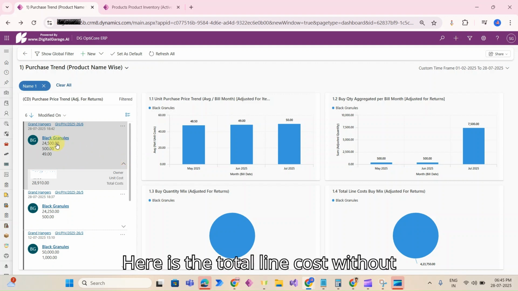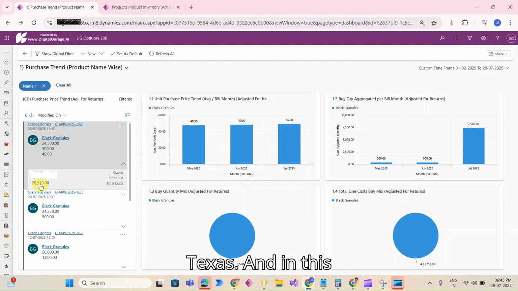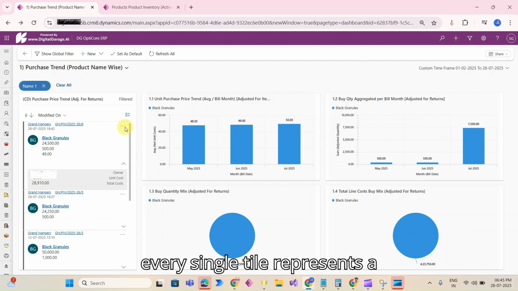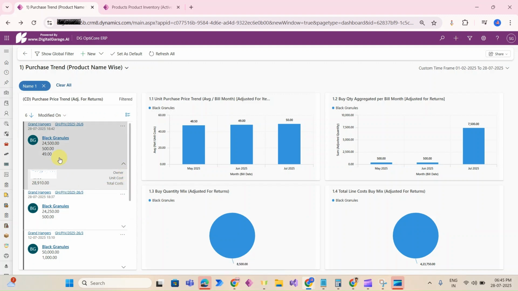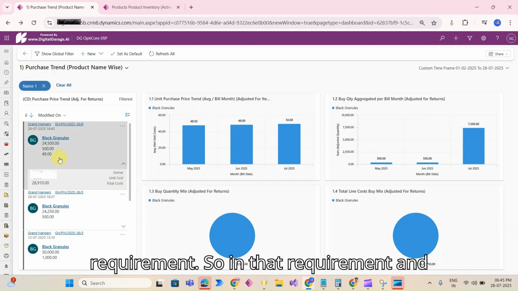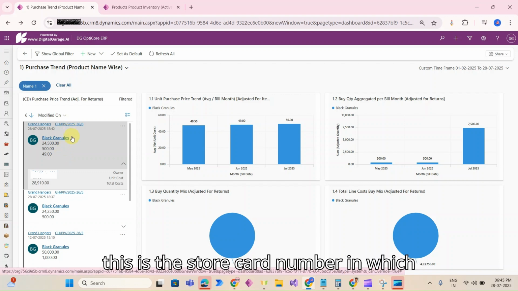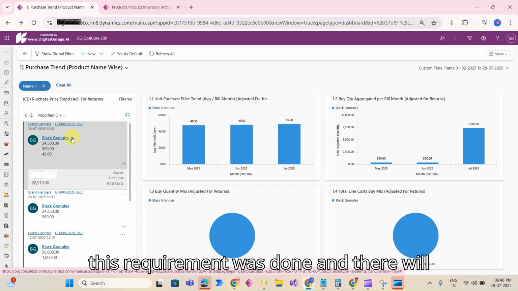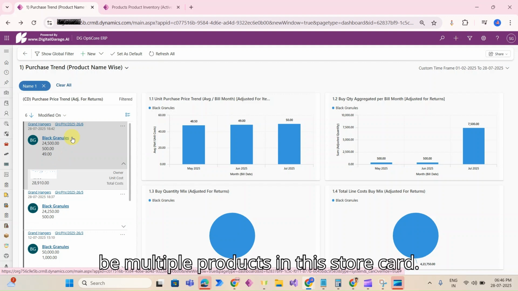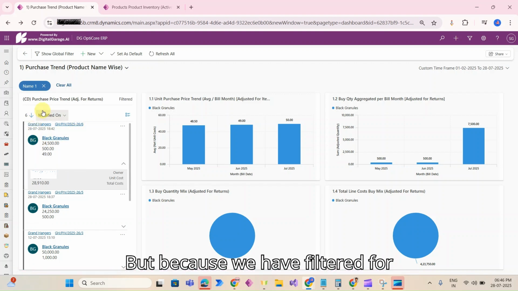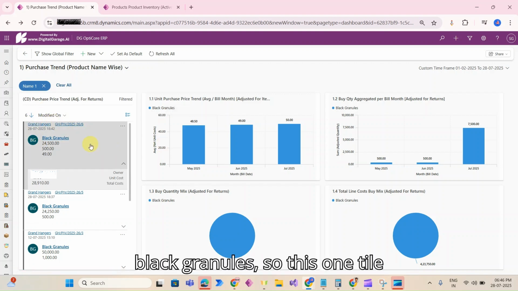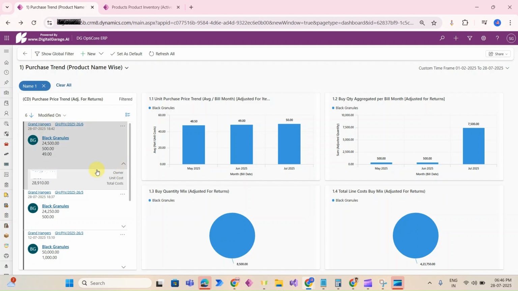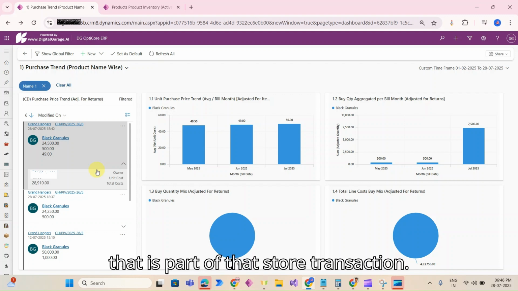Here is the total line cost without taxes, and this is the total cost with taxes. And in this, every single tile represents a single procurement. In that procurement, and this is the store card number in which this procurement was done, there may be multiple products in this store card, but because we have filtered for black granules, this one tile represents one product that is part of that store transaction.